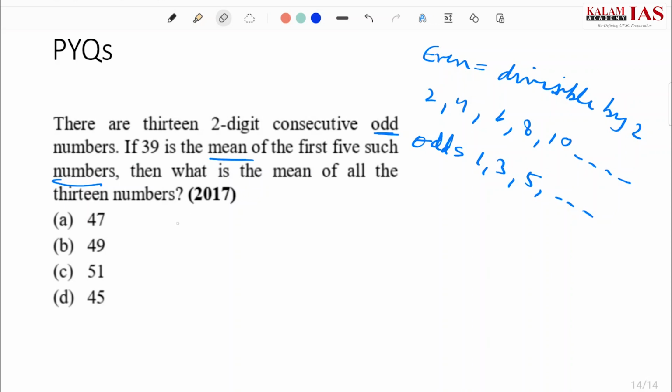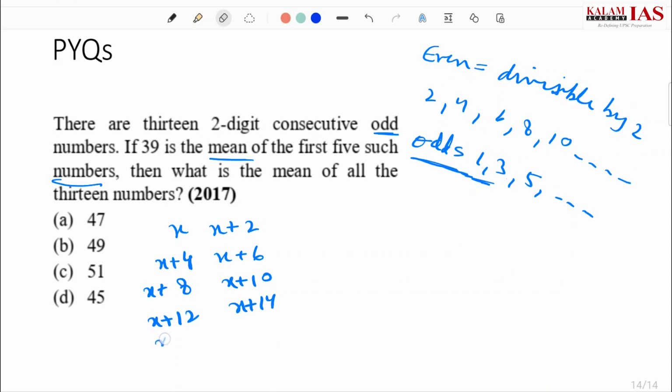Now let us assume the first number is x. The next number will be x plus 2, next will be x plus 4, because as you can see, the difference between odd numbers is 2: 1, 3, 5. Next will be x plus 6. So writing all 13 numbers, we get x plus 8, x plus 10, x plus 12, x plus 14, x plus 16, x plus 18, x plus 20, x plus 22, and the last number x plus 24.